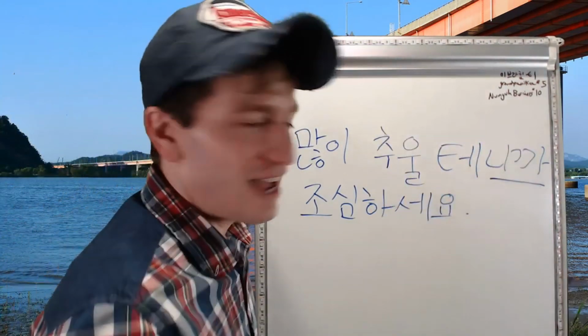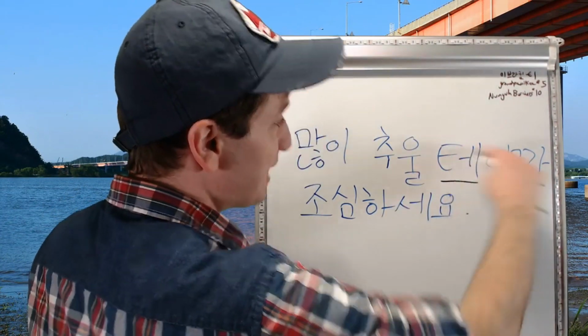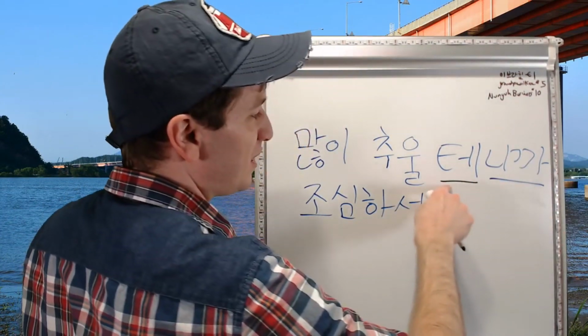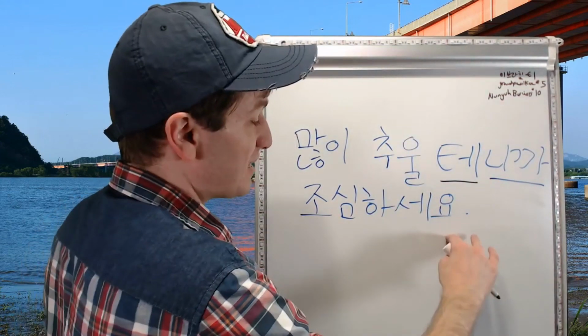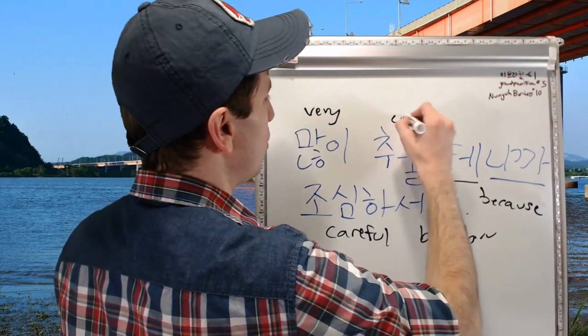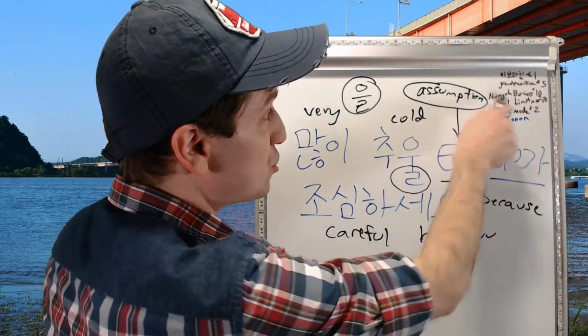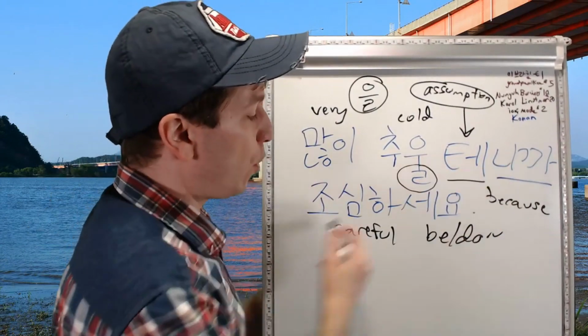Okay, so we've got our first sentence here. 많이 meaning a lot. So 춥다 meaning to be cold. I said it's a future form, so 추울 테니까, because it will be cold. 조심하세요. So be careful because it's very cold. What this te adds now is an assumption. So I assume that it's going to be very cold, so be careful.